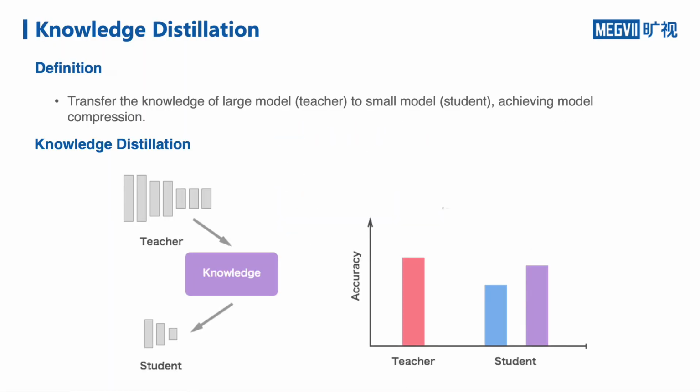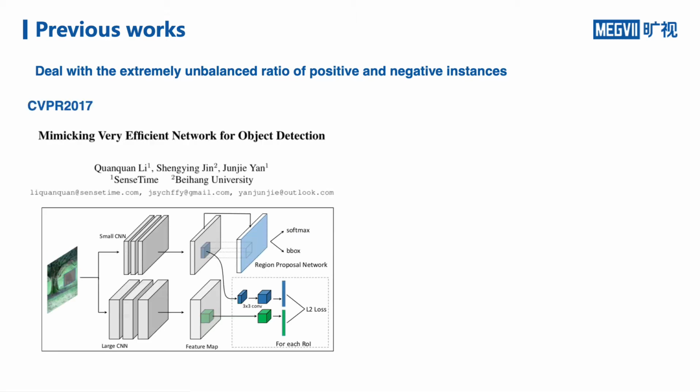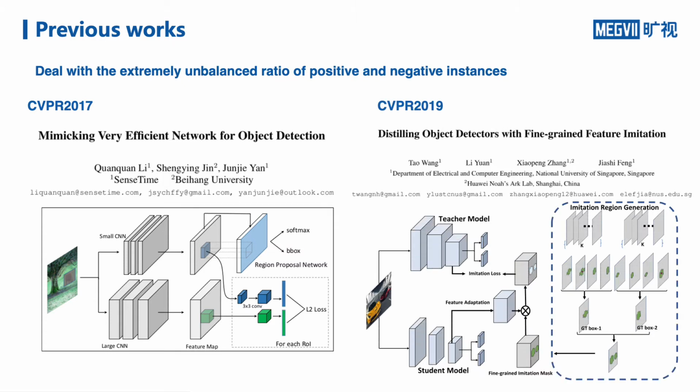In recent years, knowledge distillation has been proved to be an effective solution for model compression, which transfers the knowledge of large model to small model, thereby improving the performance of the small model. However, different from image classification, most detection tasks need to deal with the extremely unbalanced ratio of positive and negative instances. Some previous methods address this problem by distilling the positive and negative instances in a certain proportion sampled by RPN, and the other method further proposed to only distill the near ground truth area.